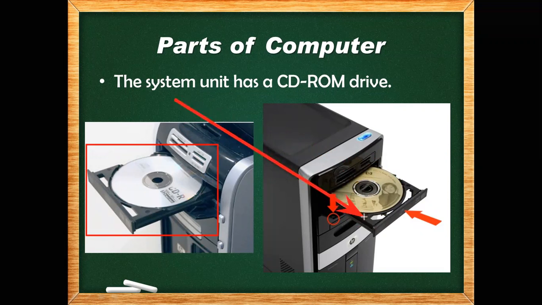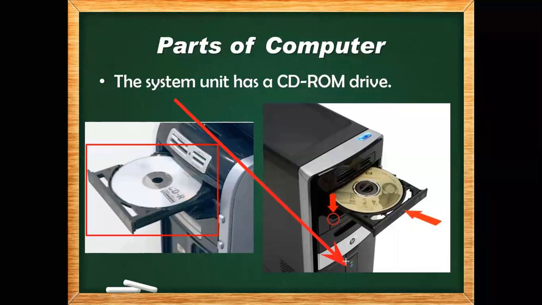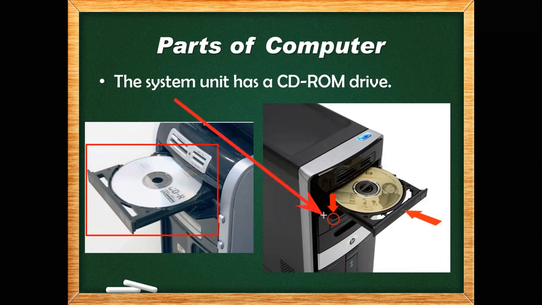How does this tray come out from the system unit? There is a small button at the system unit. When you press that small button, this tray will come out. There are some big buttons and one small button. So you have to press the small button of the CD-ROM and the tray comes out.